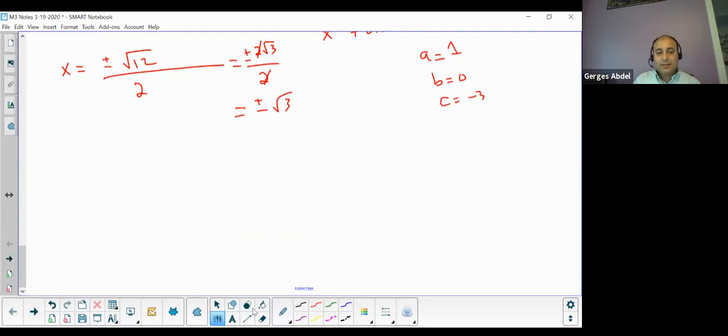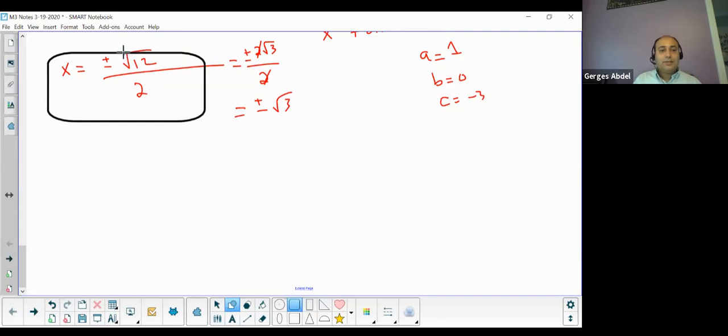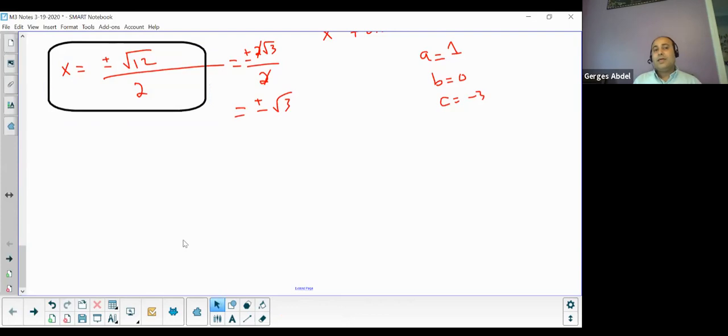It is okay to leave it like this. And just get to the calculator, put in square root of 12 divided by 2, and the answer will be 1.73.